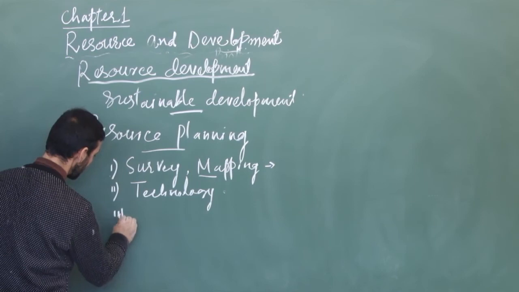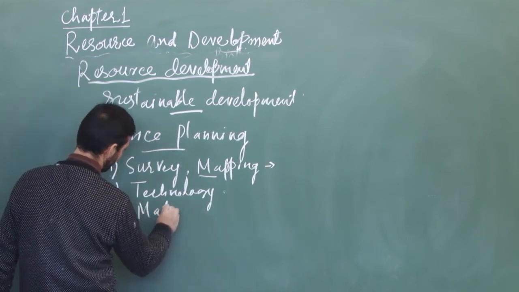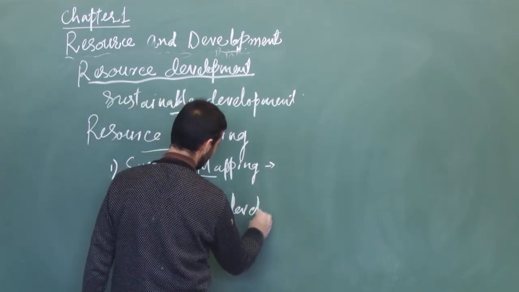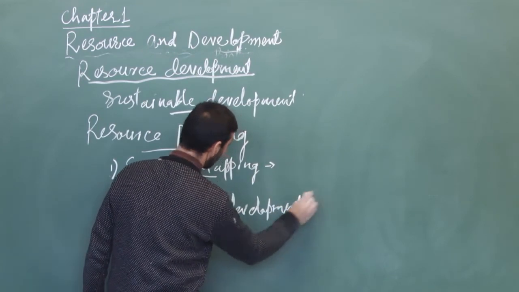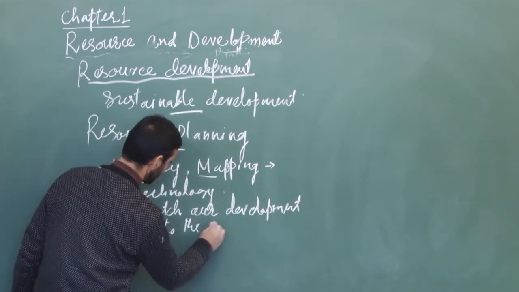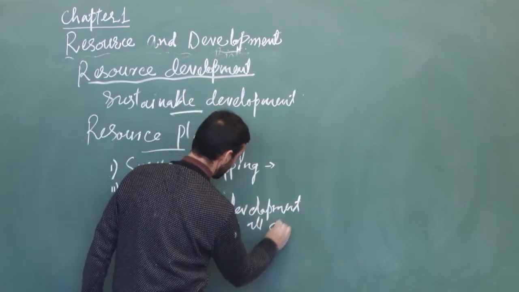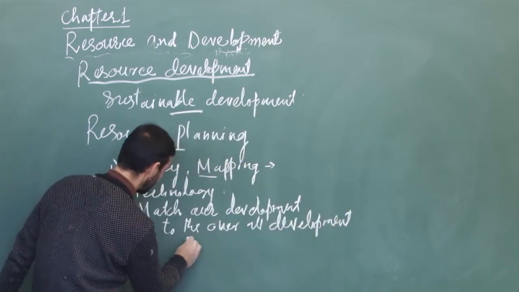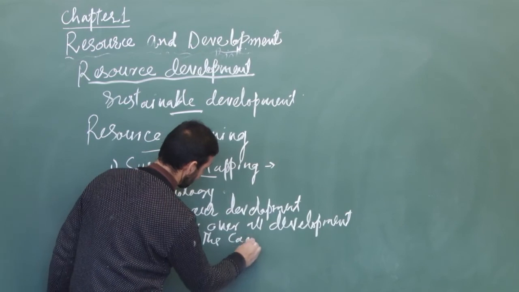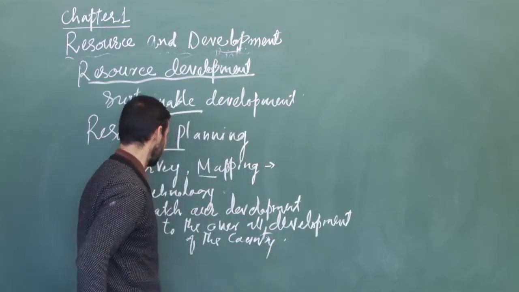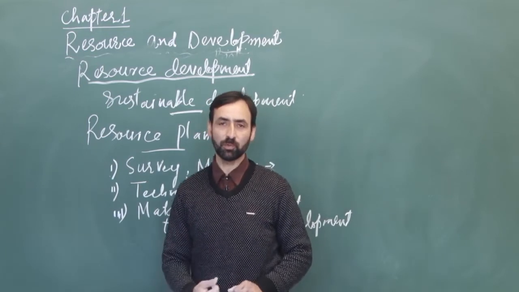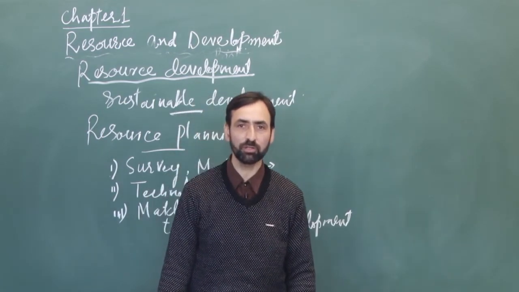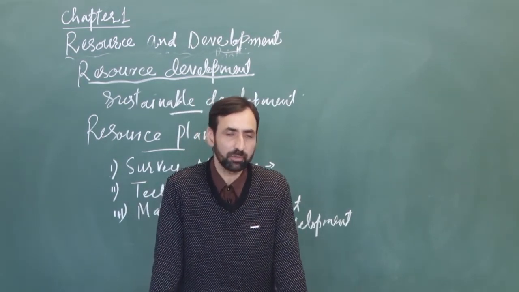Number third, match our development to the overall development of the country. What does it mean? Technology is most important for the utilization of resources. I mean that there should be less wastage of resources.